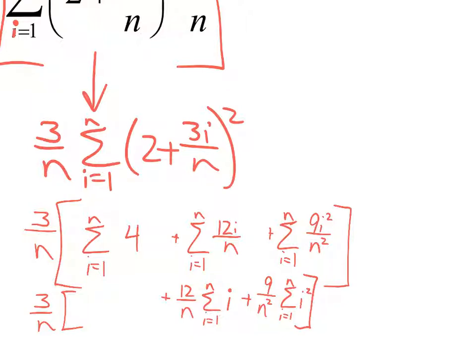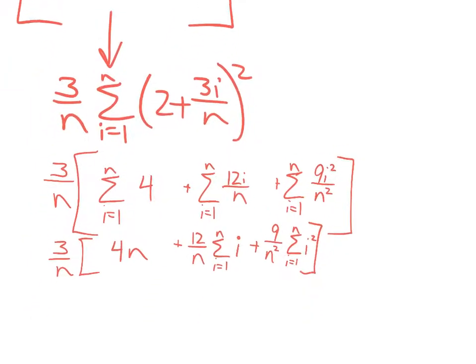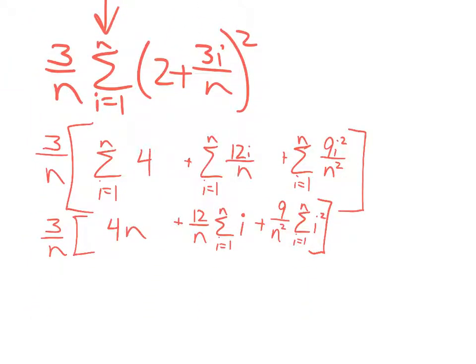Okay? Now, the first one is just a constant. And we learned the rule, it's just 4 times n, because we're adding 4 plus 4 plus 4 n times. Okay. So, now we have this. And now I need to do a little bit more simplifying. So this 3 over n is still hanging out here. We now have the 4n plus 12 over n times the sum of the i's is, as we just saw, n times n plus 1 over 2.